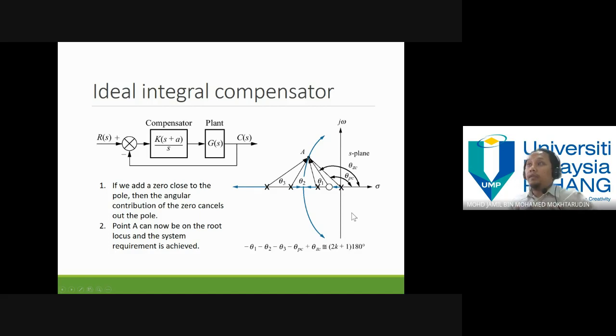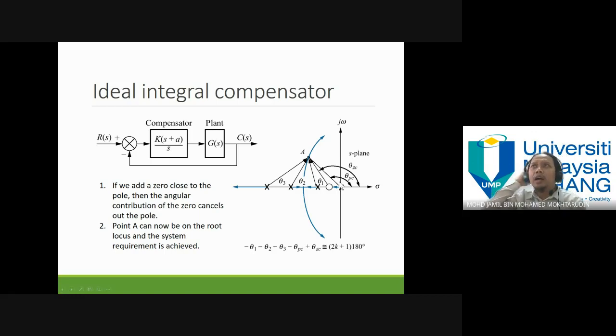So the idea of adding an integral compensator is we add an additional transfer function. This transfer function has a pole and a zero, in such a way that these two cancel each other. Okay, the effects of the pole and zero cancel each other.